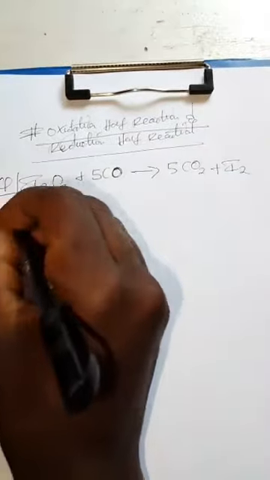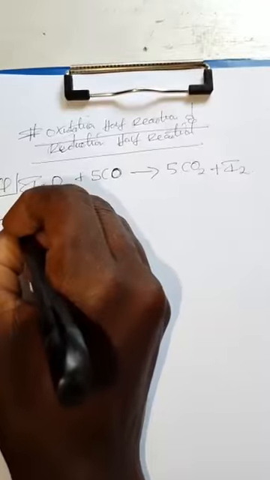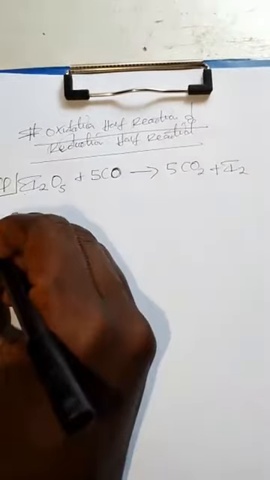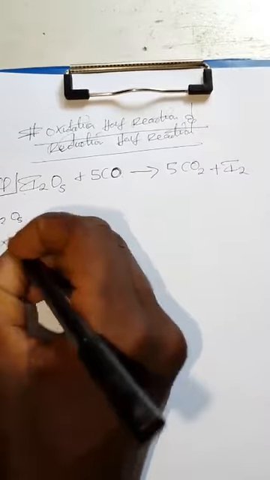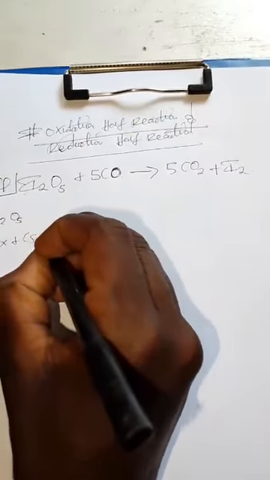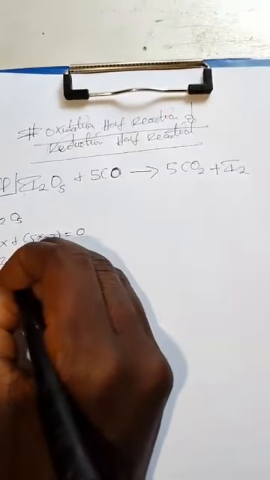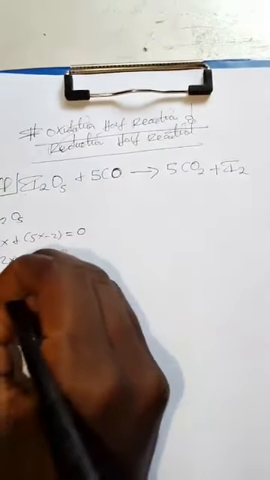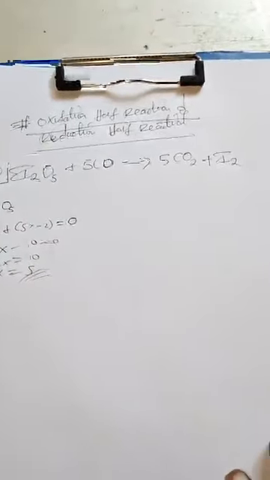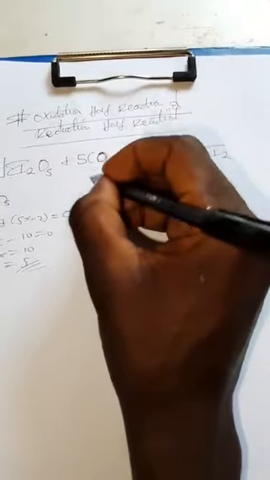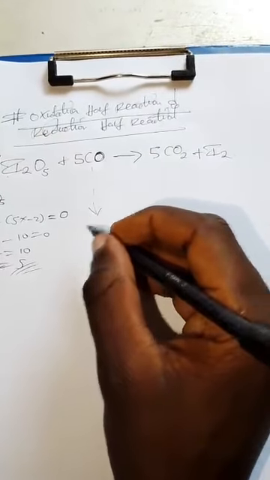So let's calculate for this one. I'm sure you know if you have been following. This will have a subscript of 2, so 2 will be the coefficient, 2x, then plus 5 times negative 2. The overall charge is 0. Okay, 2x minus 10 should be 0, so 2x is 10 and the value of x is 5. So for this one we have 5 there.